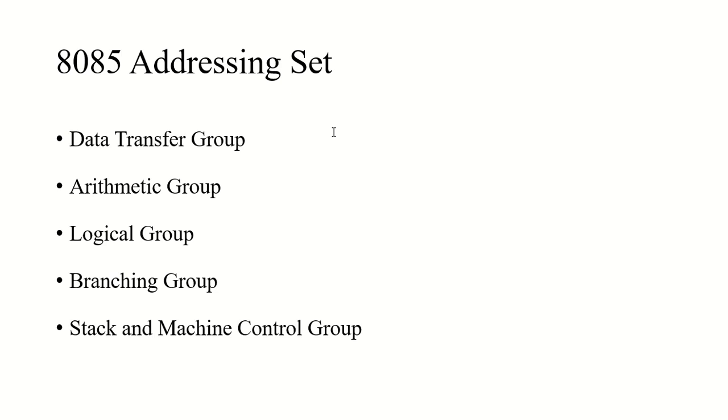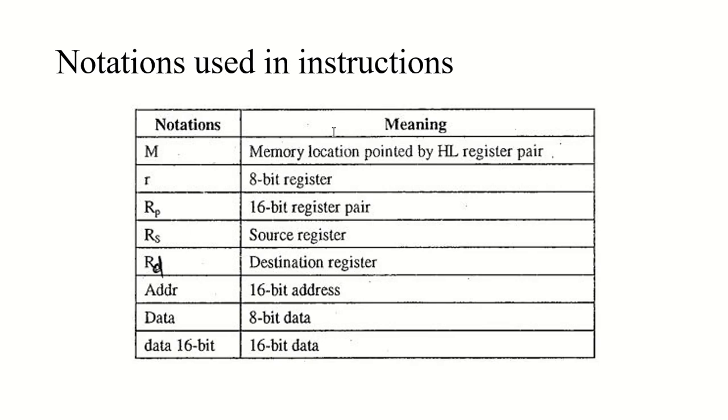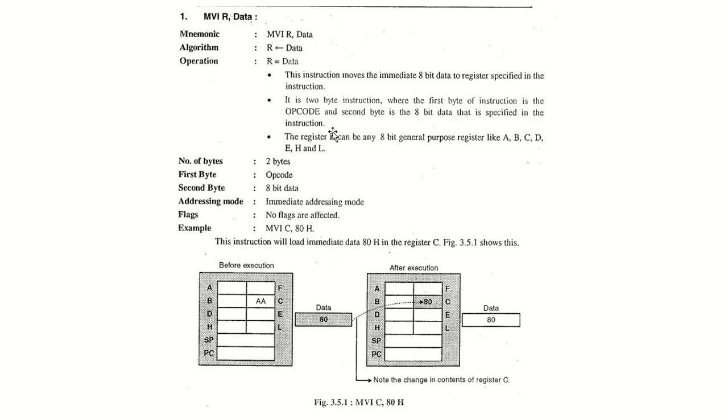Now let's discuss some of the instructions. The first instruction is MVI r, data, right? That's its mnemonic. And the algorithm indicates the transfer of the data. So data is getting transferred to some memory location r, which means the content in the data is getting written in the r, right?